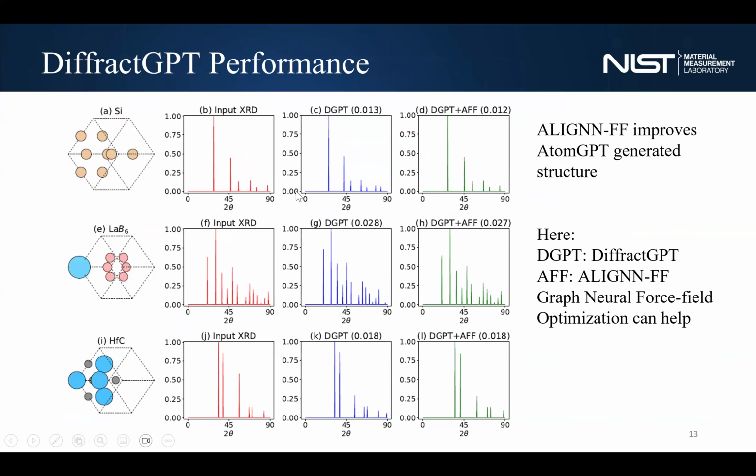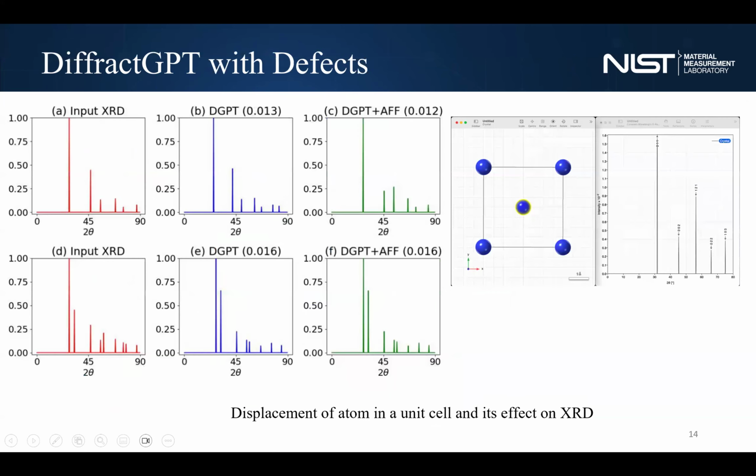So here's again the input X-ray diffraction for silicon powder, and then when we give it to the model, it will generate a crystal structure, and you can now predict its X-ray diffraction pattern. So we saw that the input X-ray diffraction has 6 peaks, but the DiffractGPT model has 7 peaks. But now when we further optimize with the ALIGNN force field, you get 6 peaks back. And similarly, we generated for lanthanum boride, hafnium carbide, and so on.